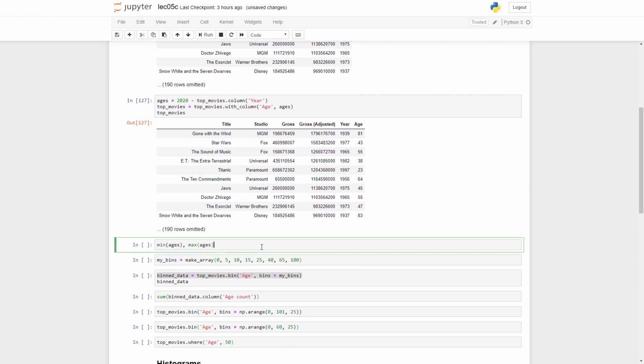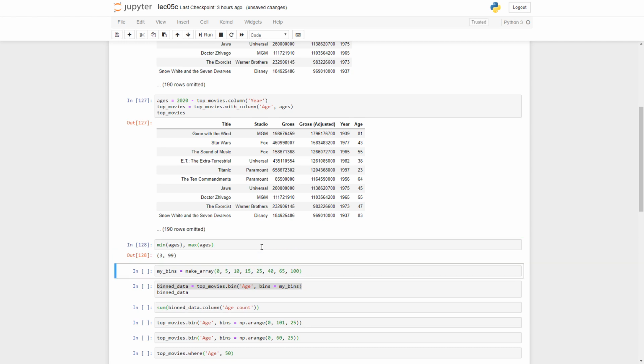Okay, before we do binning, it's good to know the entire range of the values. So now we want to see the distribution of years of the top 200 movies. So before drawing a histogram, it's good to know the range that we are looking at. So the minimum and the maximum here is 3 and 99. Okay, so here's an example of bins. So bins are defined as an array. So we have here 0, 5, 10, 15, and so on.